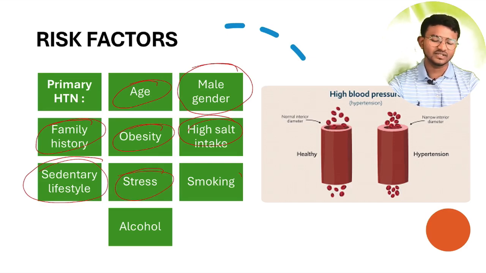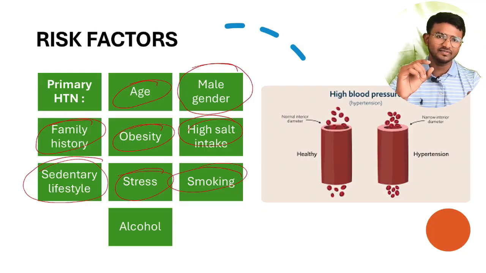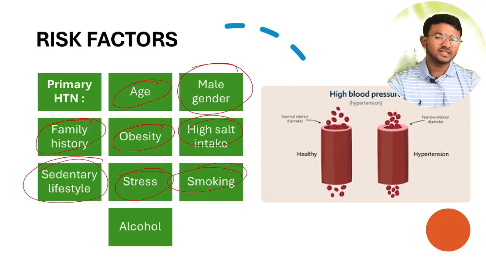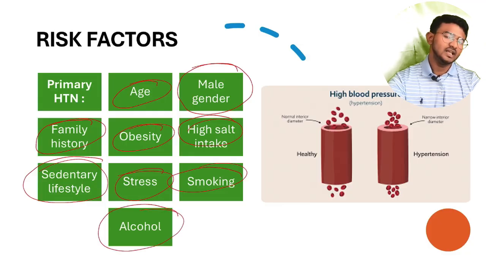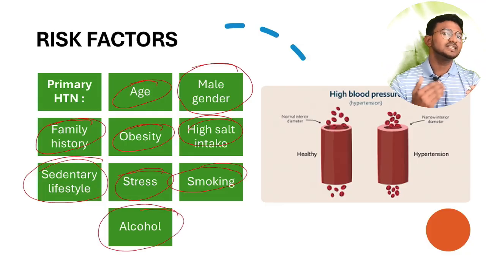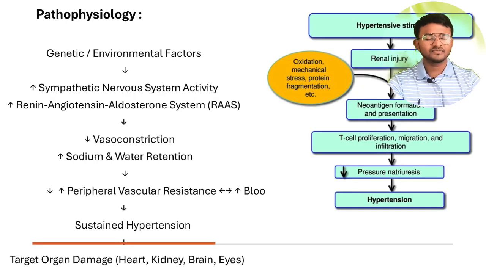Next one, stress levels. Next one, smokers. If the patient has a smoking habit, the nicotine will increase constriction of the blood vessels. Because of this, smoking also will cause hypertension. Next one, alcohol. So these are the risk factors and causes of primary hypertension. Okay. So next one, pathophysiology.